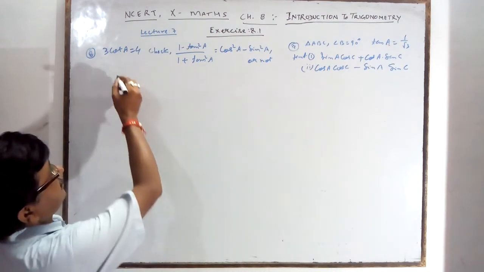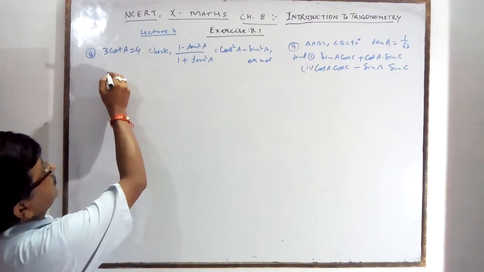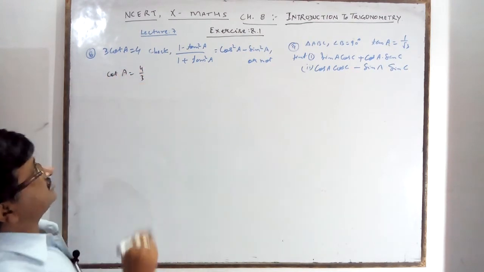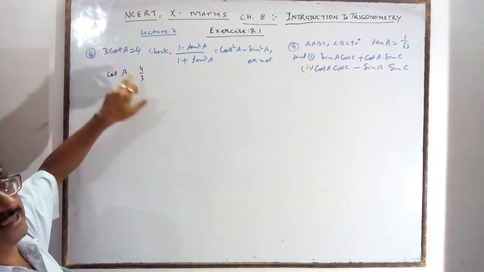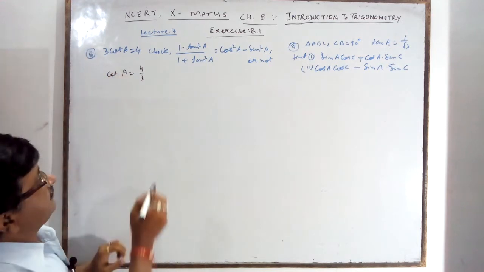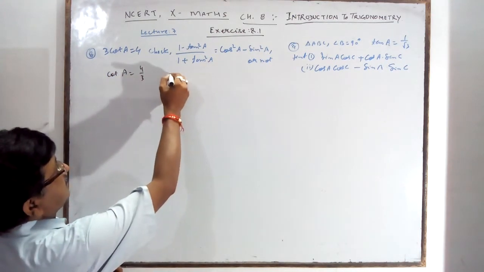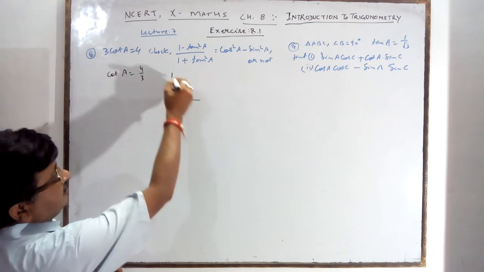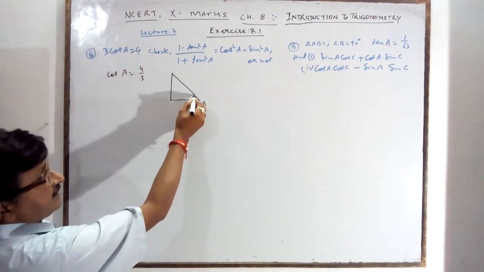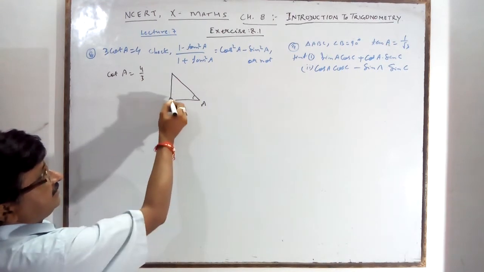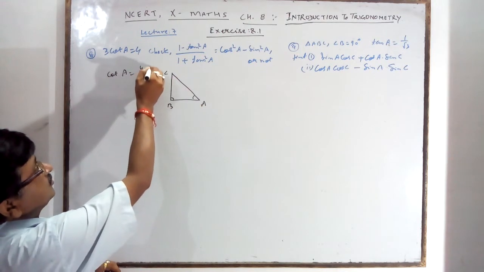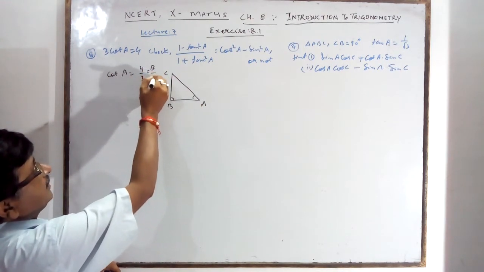First of all, you take cot A is equal to 4 by 3. Transpose 3 from left to right. What will you write? 4 by 3. And we know it is a right angle triangle. First of all, you see the angle A must be acute. Suppose B is here and C is here. According to this, cot is equal to base upon perpendicular.